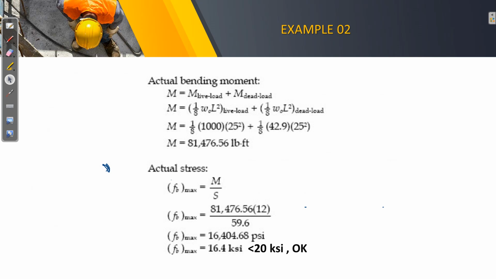And then we will come up with this 81,476.56. So this is pound foot. Moving on to the actual stress, we can see that this is again converted, divided by the S of your selected S, that is 59.6. And then from that, we can have this value, 16,404.68 psi. And 16.4 ksi is the equivalent.